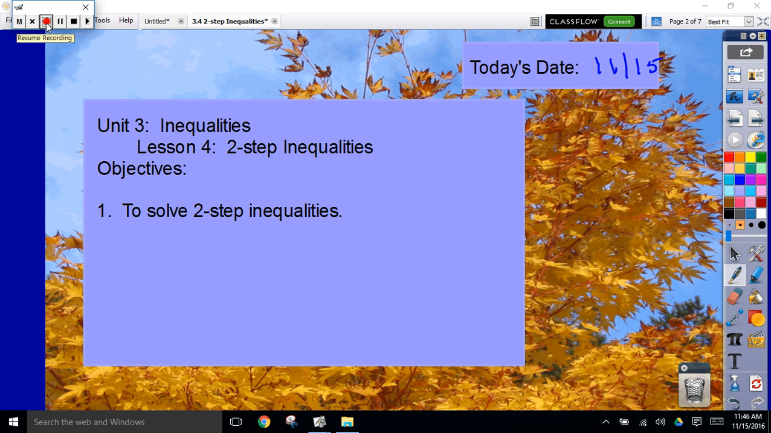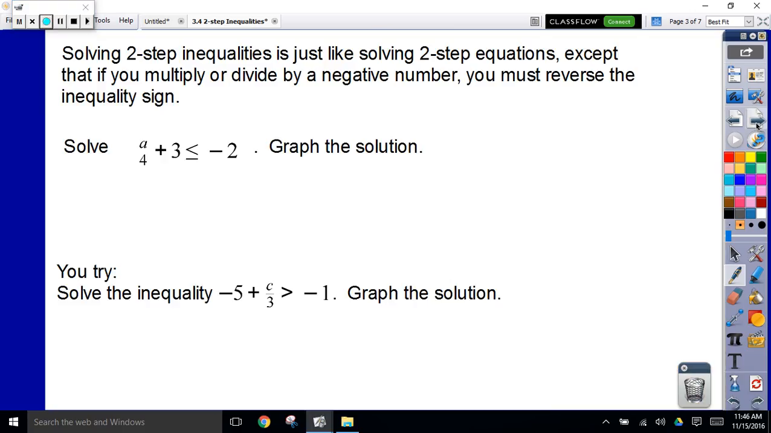Okay, so today's lesson we're going to be solving two-step inequalities. We have solved inequalities by adding, subtracting, multiplying, and dividing. Now we're going to combine those. Solving two-step inequalities is just like solving two-step equations, except for the same rule that we had when we were multiplying or dividing. If we multiply or divide by a negative, we have to reverse the inequality. So there's not really a lot of new stuff in this lesson, just the way we're combining it all.